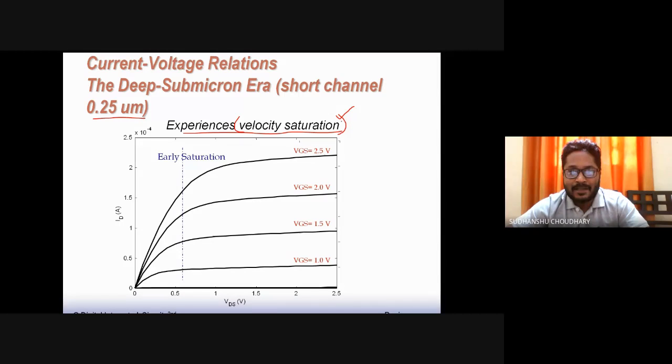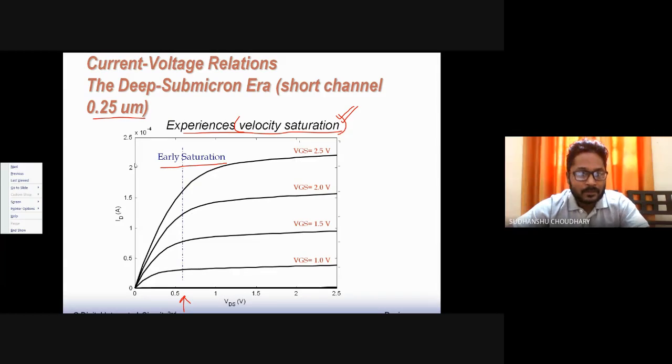Because of this velocity saturation, you will see that a short channel MOSFET experiences early saturation, that is, at lower values of VDS the MOSFET saturates. Because of this early saturation, the current levels are also not very high, that is, the current drive is affected. Here you will see that the maximum current you can obtain is somewhere around 2 into 10 to the power minus 4 ampere. But in the long channel MOSFET, for the same VGS and same VDS, let's go back.